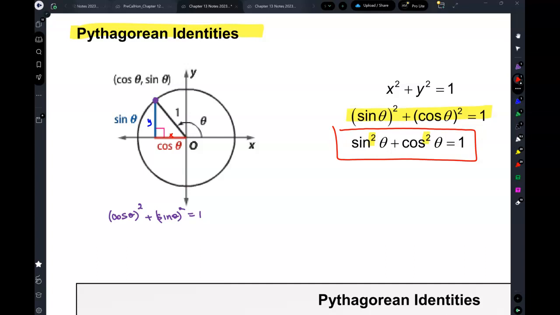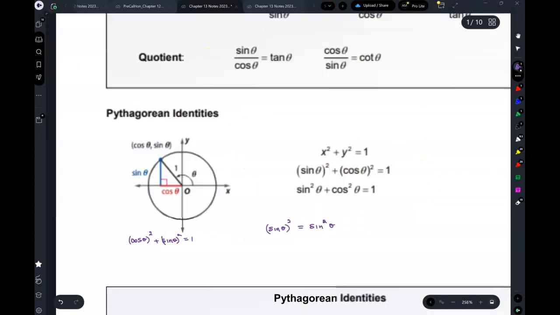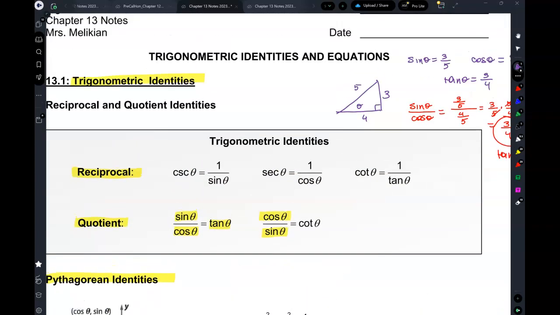Let me talk a little bit about notation. Sine of theta squared, I said, can be written as sine squared theta. So what you're doing here is you're squaring the sine. For example here, what was sine of theta? 3/5. What's the square of that?